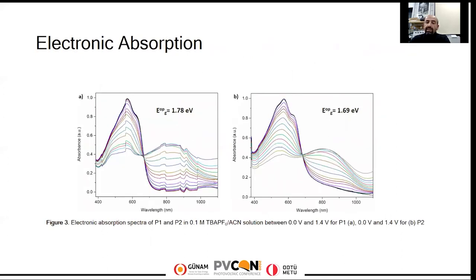UV visible spectra of the polymer films were recorded while incrementally potentials were being applied. Then the optical band gap values of these polymers were calculated from the onset values of the neutral state absorption, and they were found as 1.78 and 1.69 electron volts. Electronic band gaps, as you might remember, were larger than optical band gaps. That is because in the cyclic voltammetry method, extra electrons were injected, and when polymer films go back to their neutral state, they still carry some charges. That is the reason.